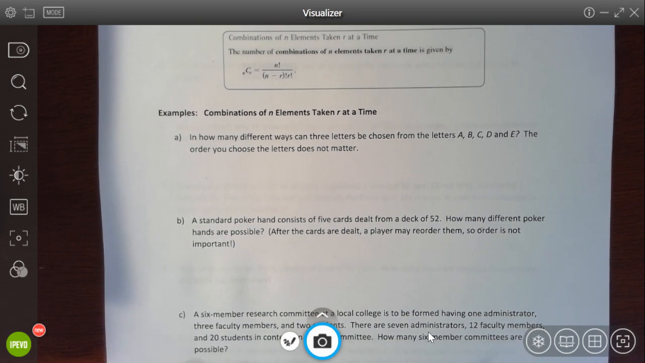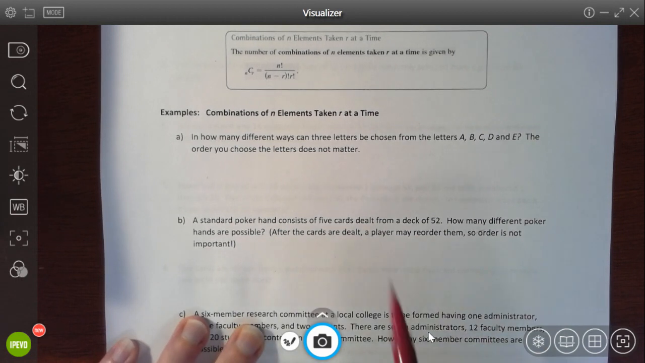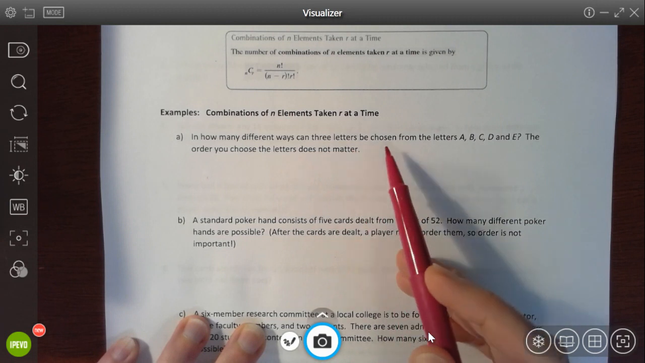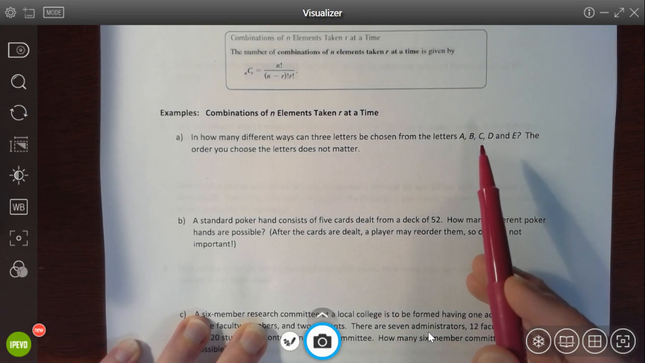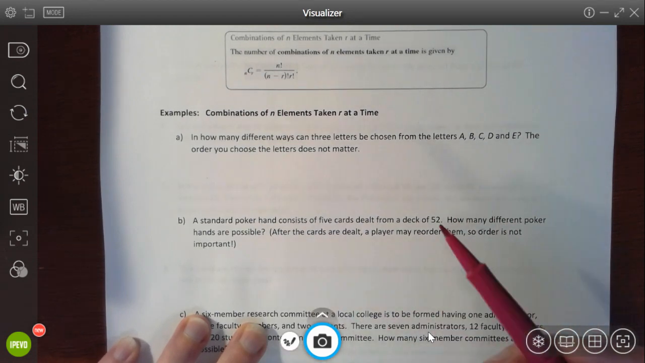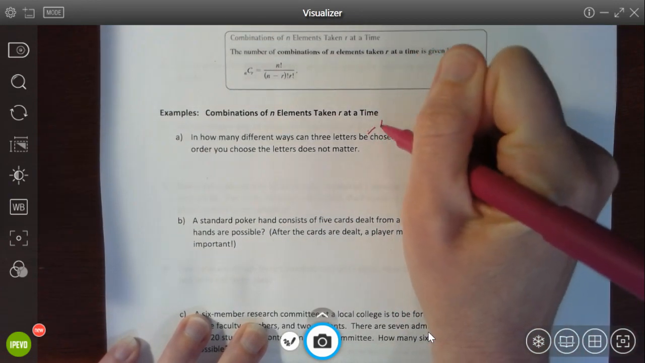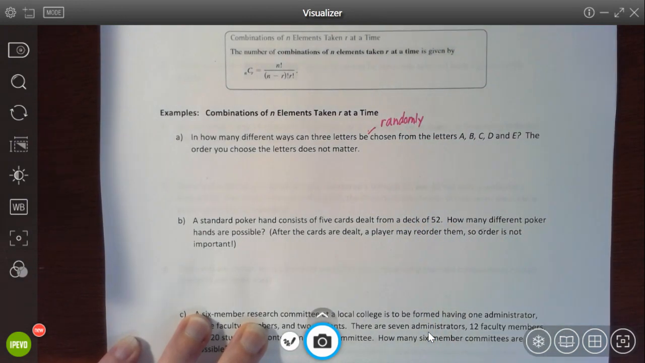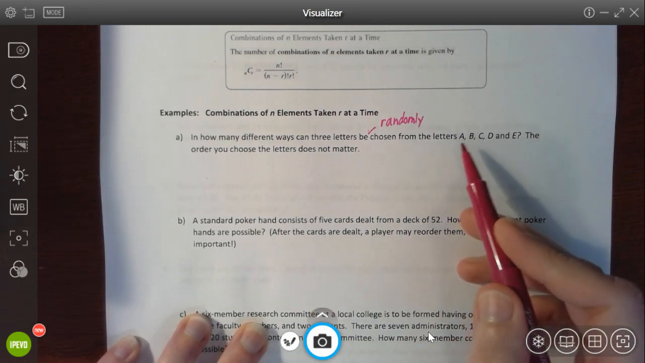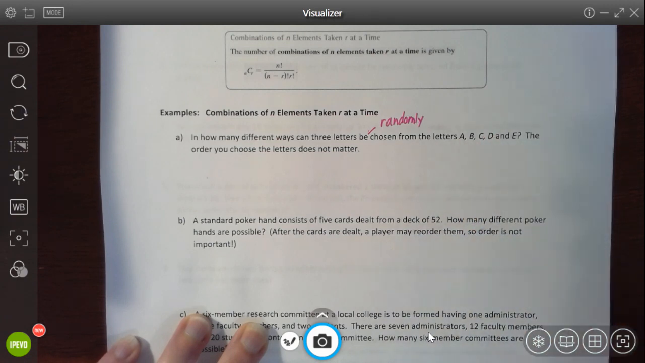So we're going to look at 3 word problems to show how we use this formula. So the first example says, in how many different ways can 3 letters be chosen from the letters A, B, C, D, and E? So notice it's not saying that they have to be in a specific order. Sometimes you might see the word randomly. When you see the word randomly, that also means that order doesn't matter. So when the order doesn't matter, again, selecting A, B, and C would be the same thing as selecting B, A, C, or C, B, A, things like that.